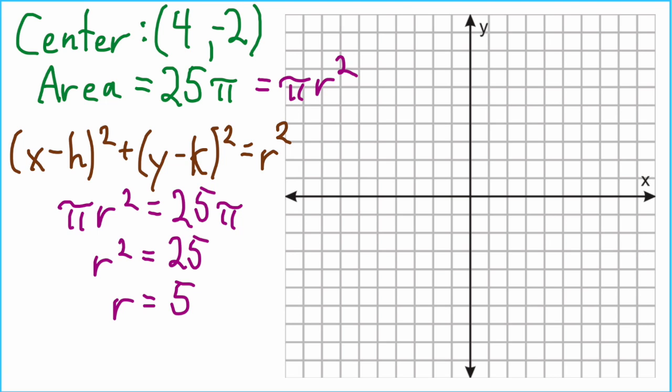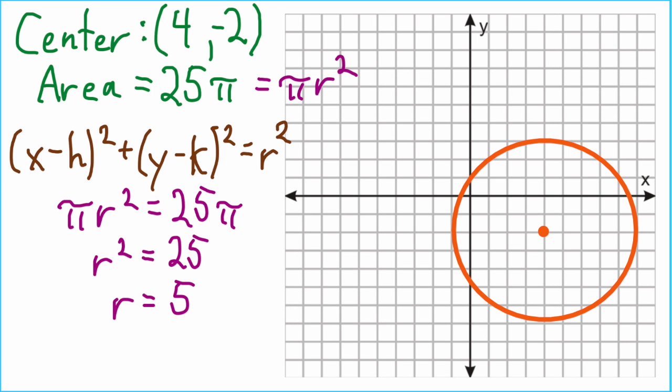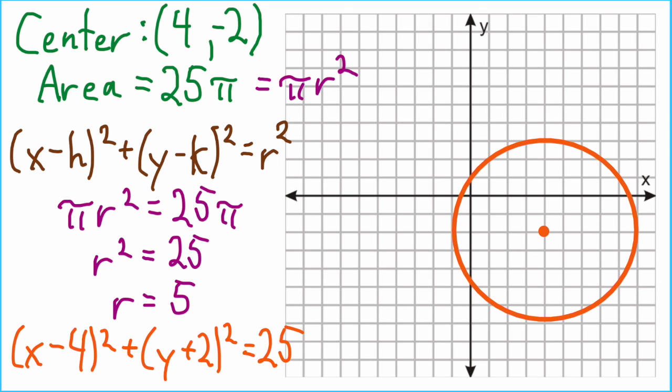So now I can draw my circle with our center at (4, -2) and a radius of 5. So our equation is going to be (x - 4)² + (y + 2)² = 25.